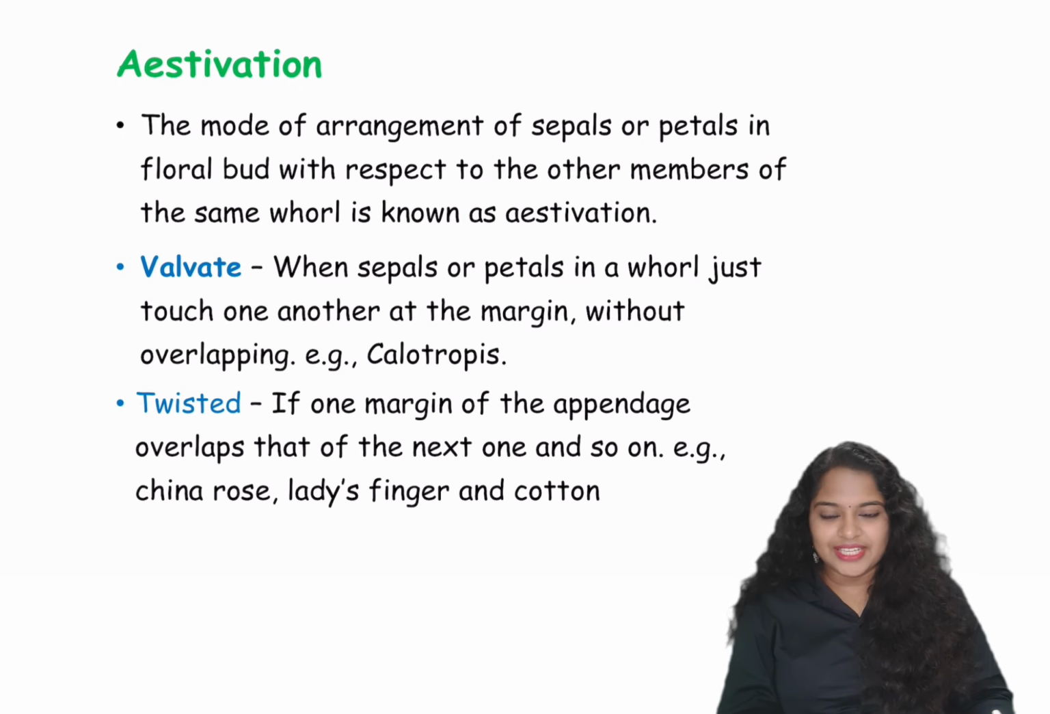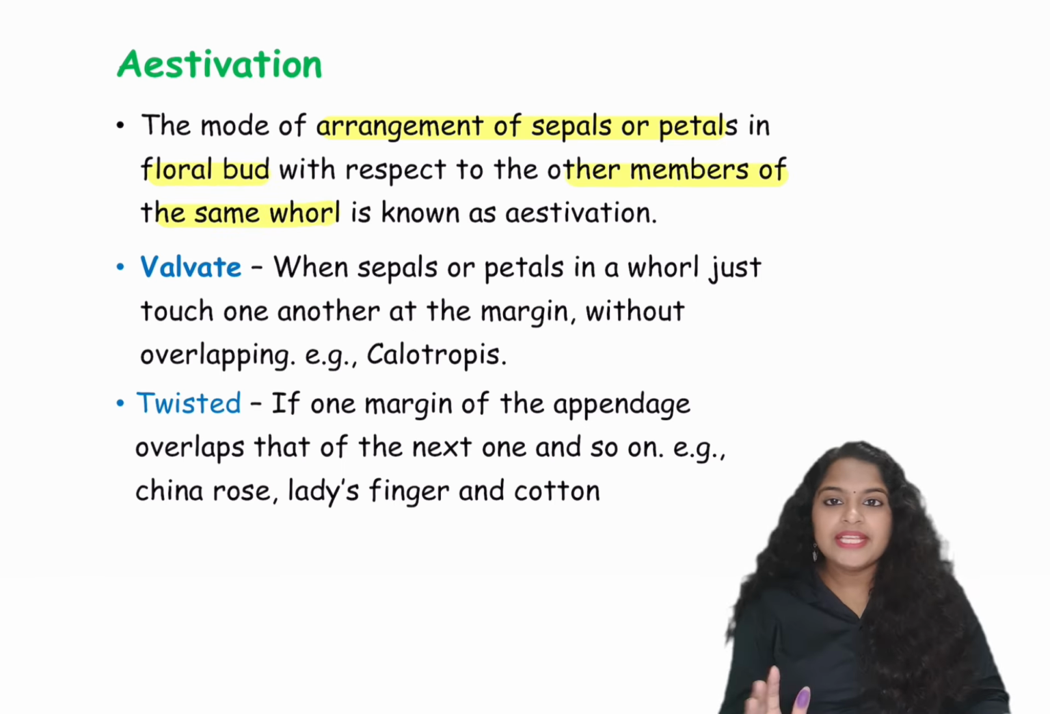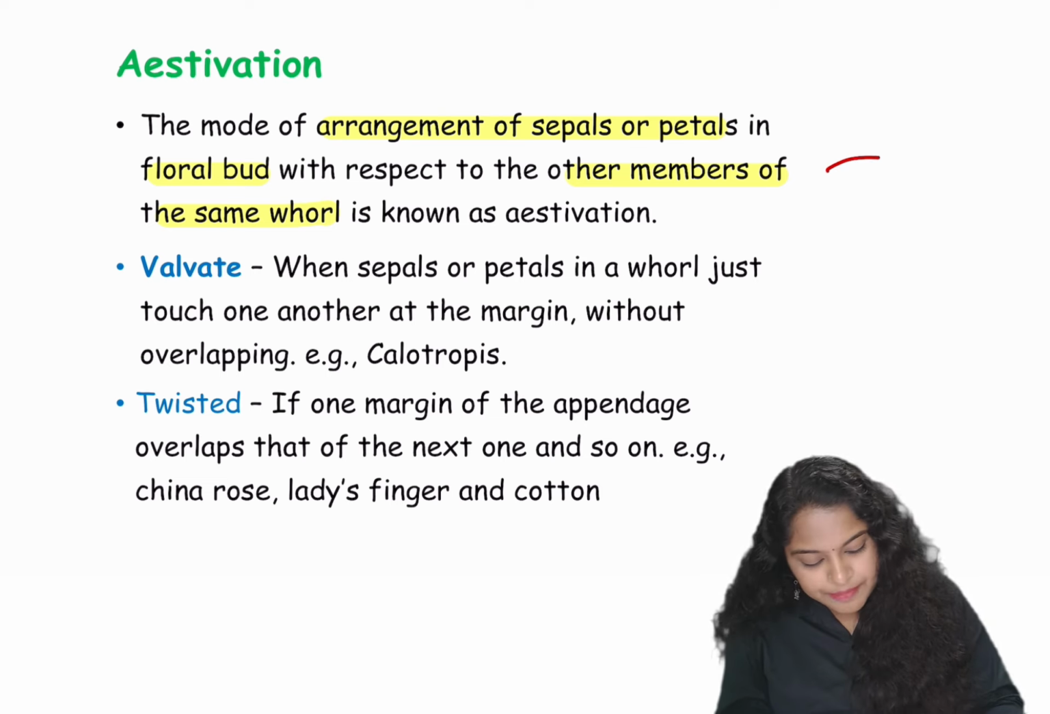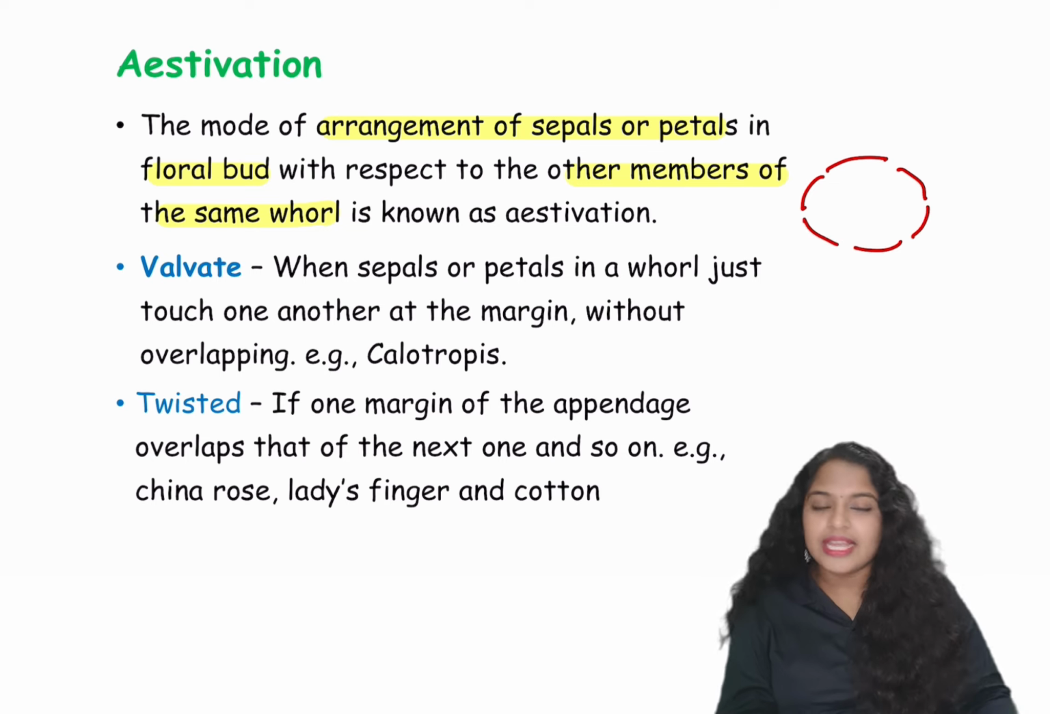What is estivation? It is the arrangement of sepals and petals in the flower bud, with respect to the other members of the same whorl. Based on this arrangement, estivation is of four types: valvate, twisted, imbricate and vexillary. So what is valvate estivation? This is the type where the sepals and petals are arranged with one just touching the other at the margins, like this. This is called valvate estivation, for example in Calotropis.